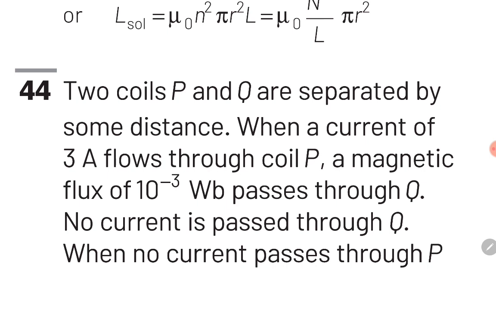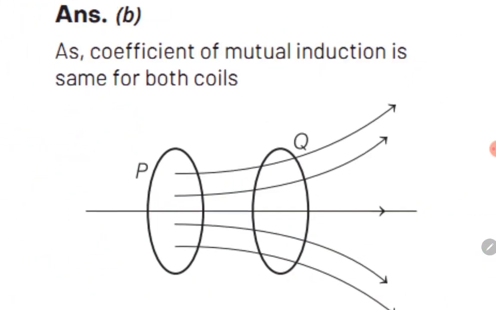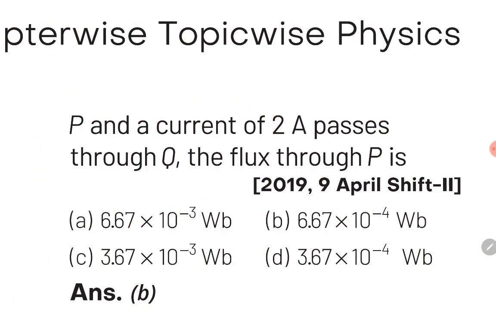When a current of 3 amperes flows through coil P, a magnetic flux of 10 raised to minus 3 Weber passes through coil Q. In this case, no current is passed through coil Q. Now in the second case, when no current is passed through P and a current of 2 amperes is passed through Q, then the flux through coil P is. Guys, this is a classic question of mutual inductance.